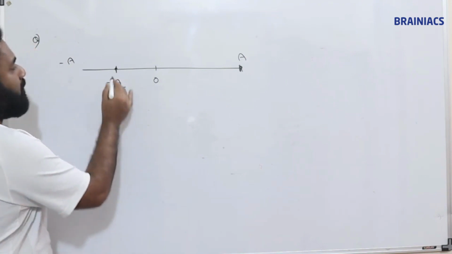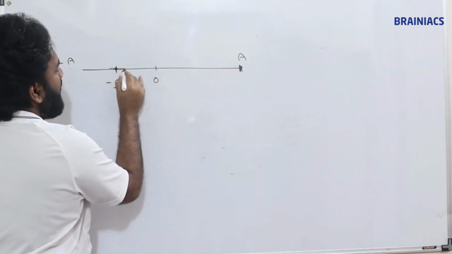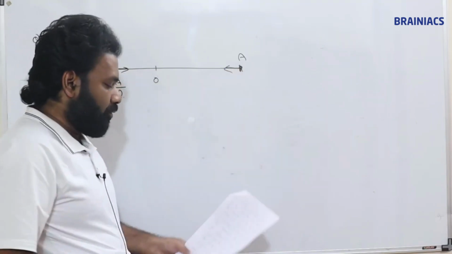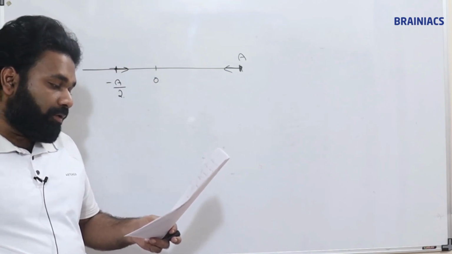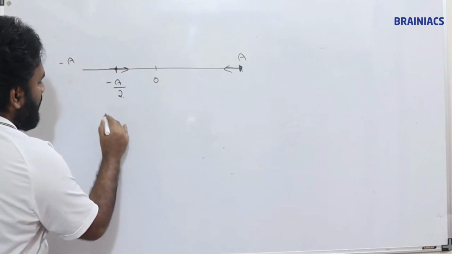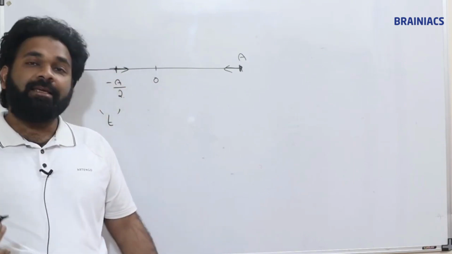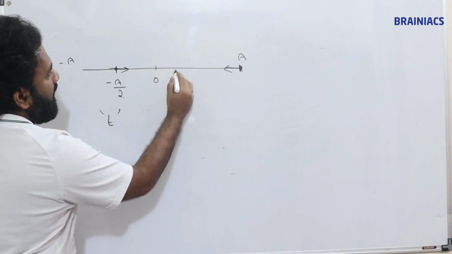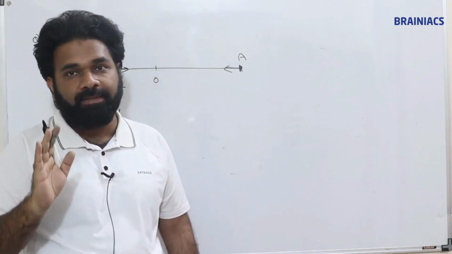So they are moving towards each other, and that information is also important. We do not know whether it is moving this way or that way, so it is clearly given that they are moving towards each other. If they cross each other at a time t, what is t? We need to find the time t.